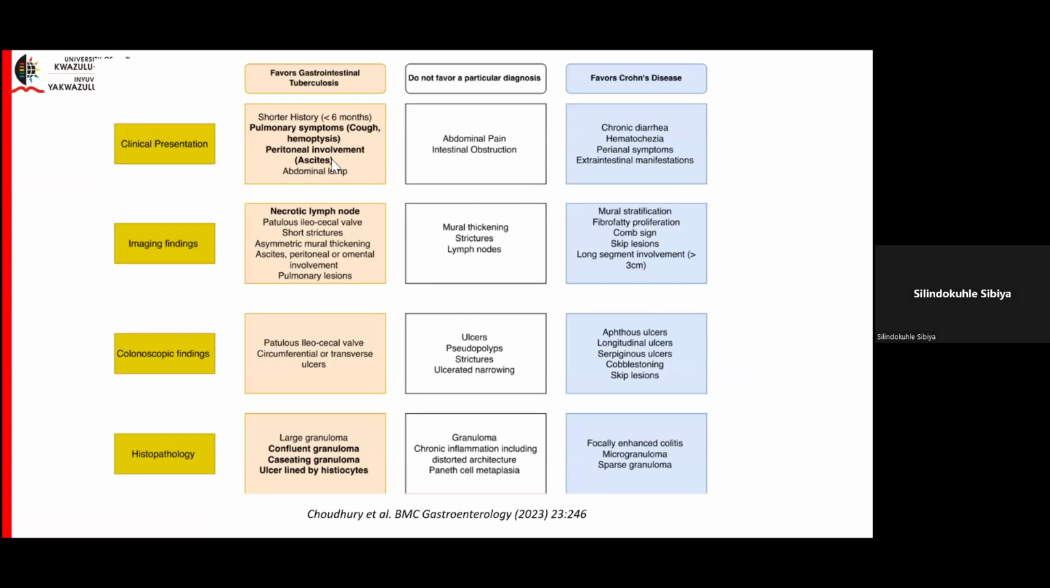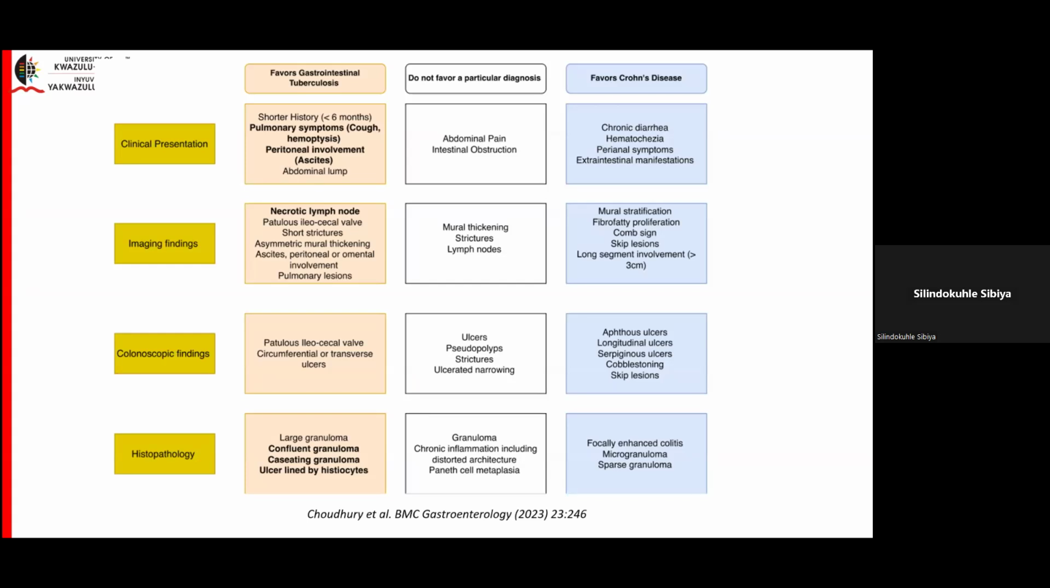So, just a summary, clinically to differentiate between TB and Crohn's, what one will find is that in TB, the patient who presents with a shorter history may have pulmonary symptoms and peritoneal involvement, while in Crohn's, the patient will have more of a chronic history with chronic diarrhea, hematochezia, perianal symptoms, or extraintestinal manifestations.